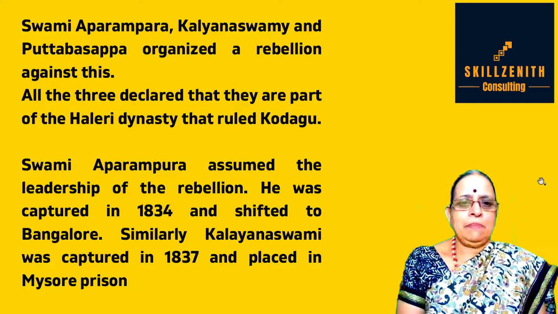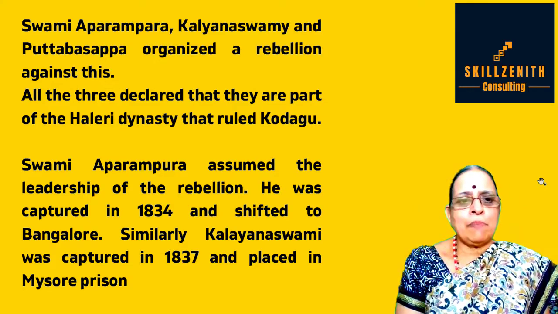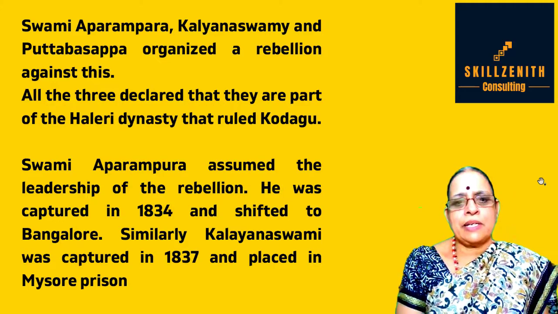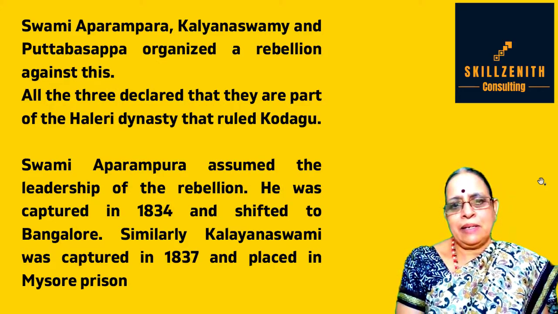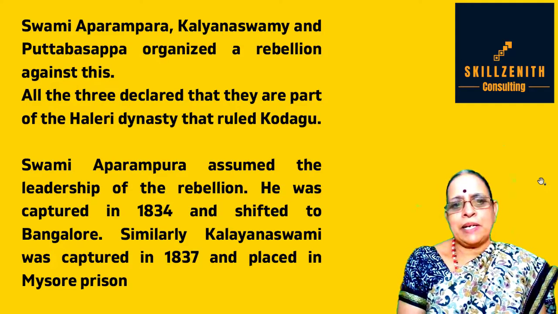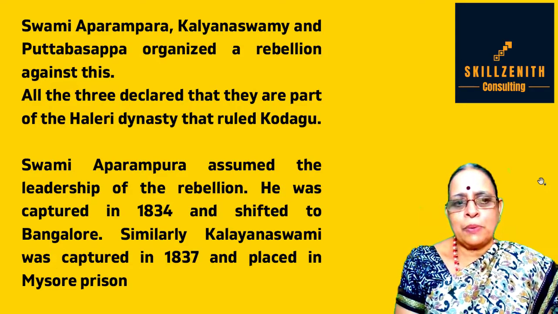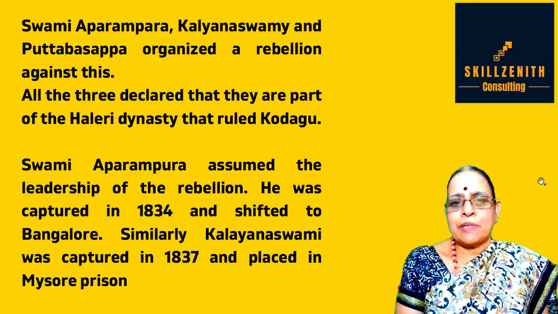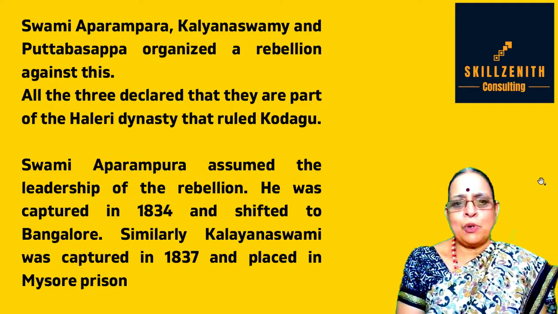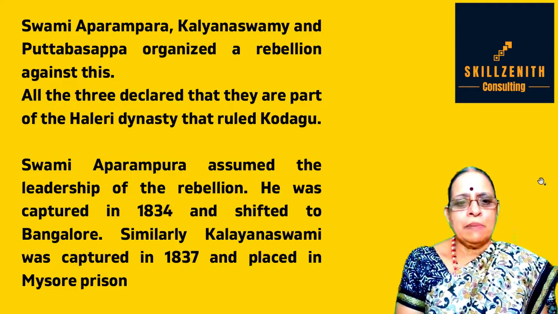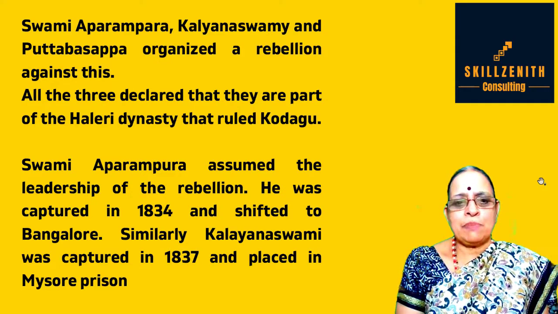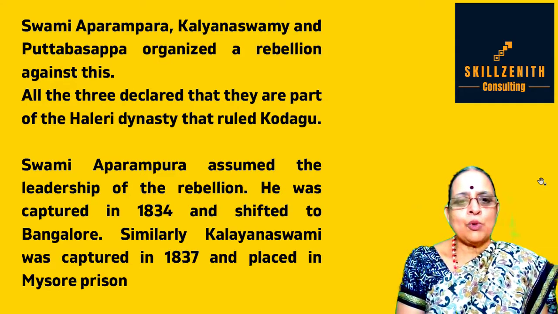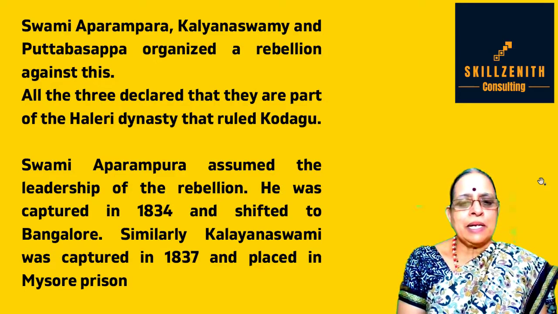All the three persons declared that they were part of the Haleri dynasty that ruled Kodagu. They stated that they were part of the Haleri dynasty that ruled Kodagu. So Haleri was the name of the dynasty who ruled over the Kodagu region during that period. Swami Aparampura assumed the leadership of the rebellion. That means he took over the leadership of the rebellion.